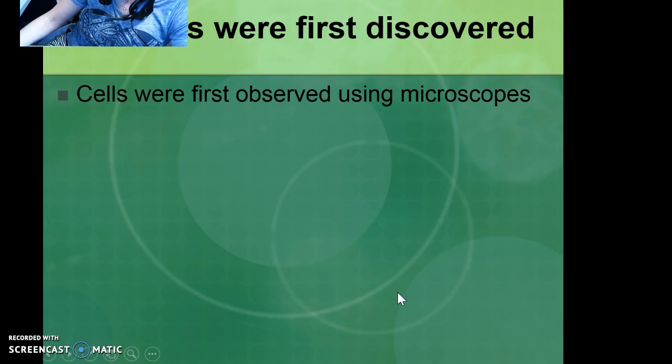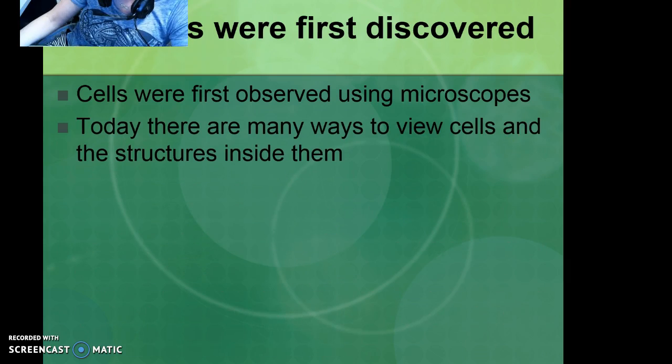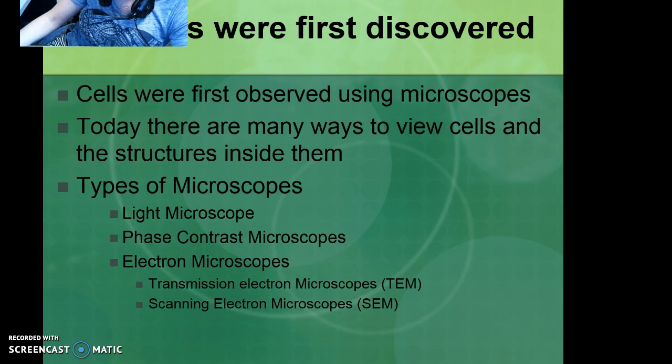Okay, so just a little bit on the history of the cell here. Cells were first observed using microscopes, which is probably pretty obvious considering they're really small. And today we have several types of microscopes. Light microscopes, which is what you guys will be using in class, and we did a bit of a tutorial for that prior to this one. There are also phase contrast microscopes and electron microscopes, which basically just use electrons that they bounce off of what they're viewing rather than beams of light.